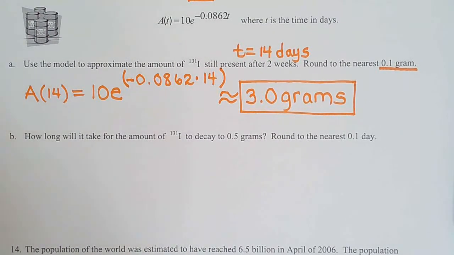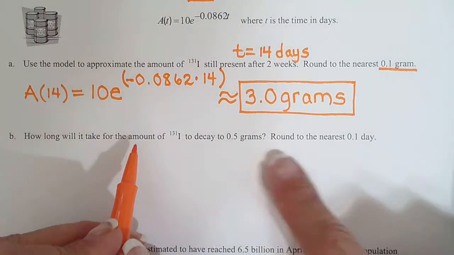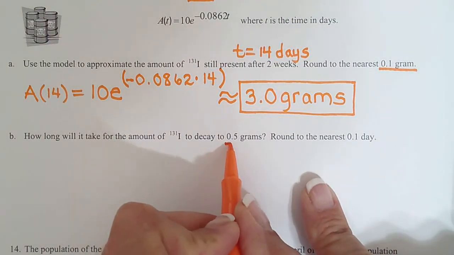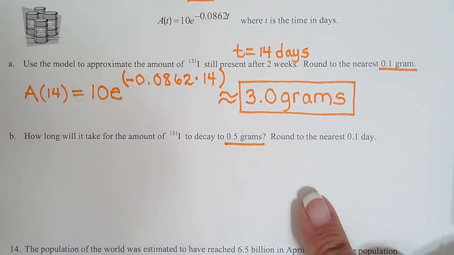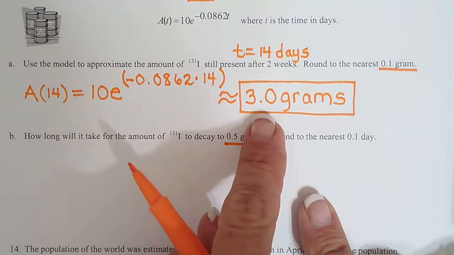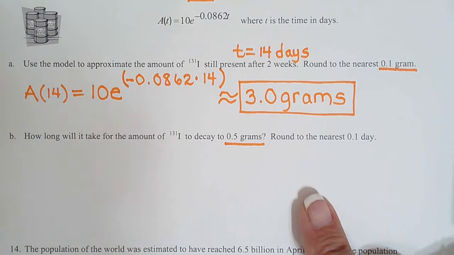Okay, so this one's not so easy. I thought it was down here, but there's 2 of them that aren't so easy. So now they're telling us it's decaying to 0.5 grams. So where are we going to put that? We know it's going to be more than 14 days, right? Because at 14 days there's still 3 grams left.